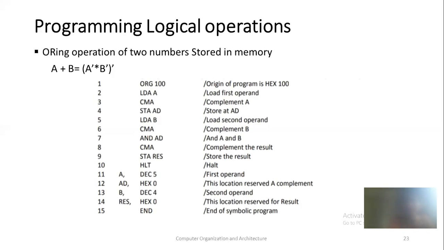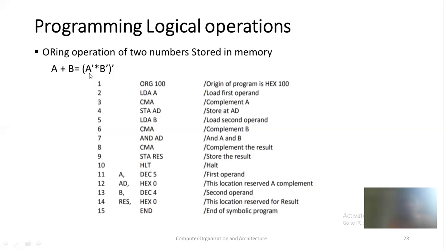As we know by De Morgan's law, a plus b is equal to (a dash and b dash) dash. If you break this dash, then you will get what? A dash dash plus b dash dash. What is a dash dash? That is a. And what is b dash dash? That is b. So your operation will be a plus b. How can we do this by using instructions? Let me see.